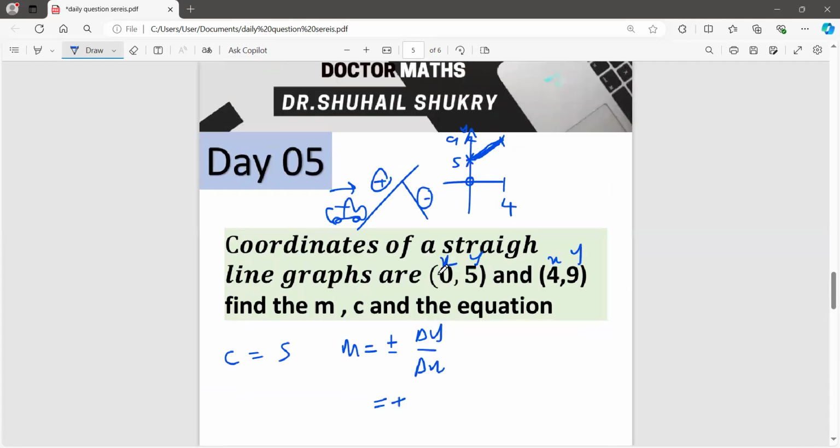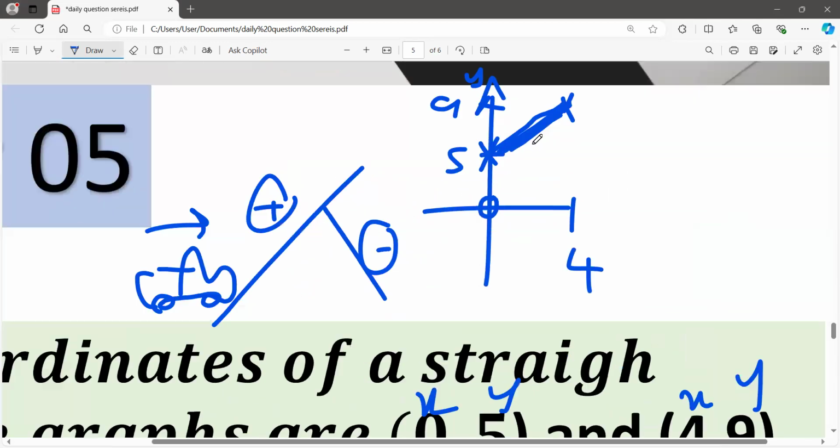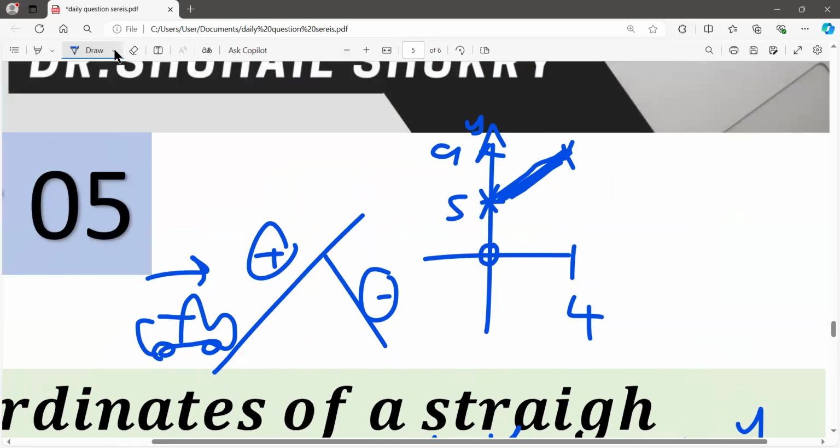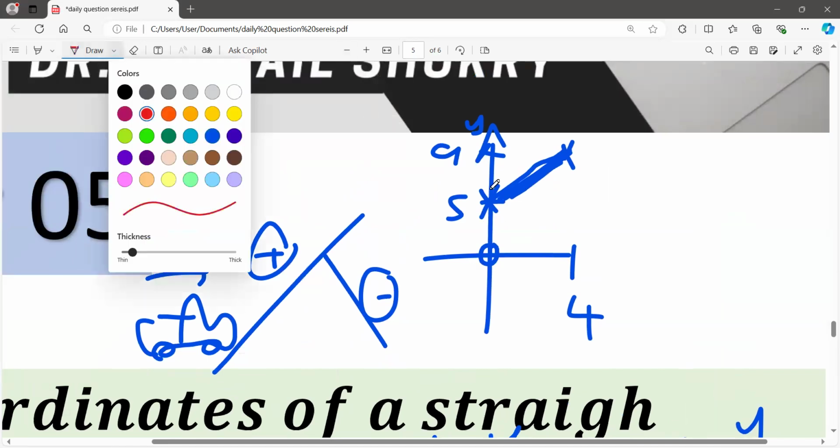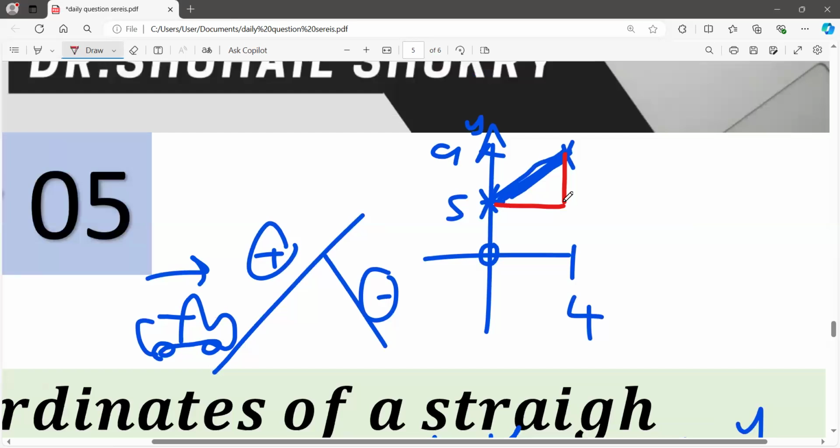So if I want to find the gradient, I should create a right angle triangle with these 2 points. Now we'll create the right angle triangle. I can create it like this. If I create it, this is the difference of y, delta y. So you can see from 5 to 9, what's the difference here? 4, right? So delta y is 4.